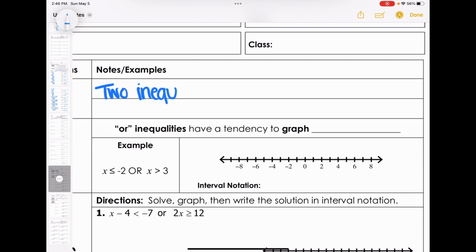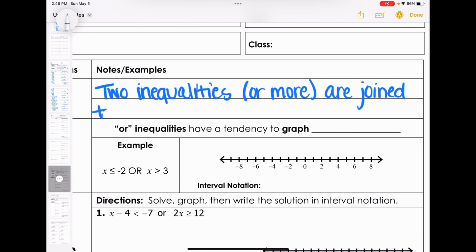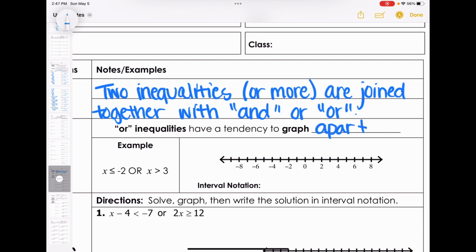and this is when two inequalities or more are joined together with the word and or the word or. All right, so it says or inequalities have a tendency to be graphed apart. So the front of this page, we're only looking at or inequalities, and then on the back, so on page 30, we're going to be looking at and inequalities.